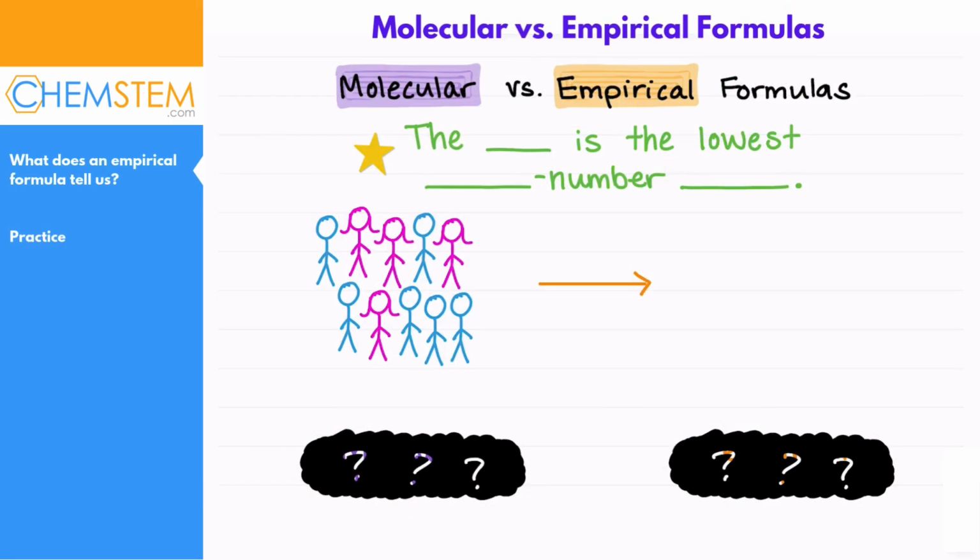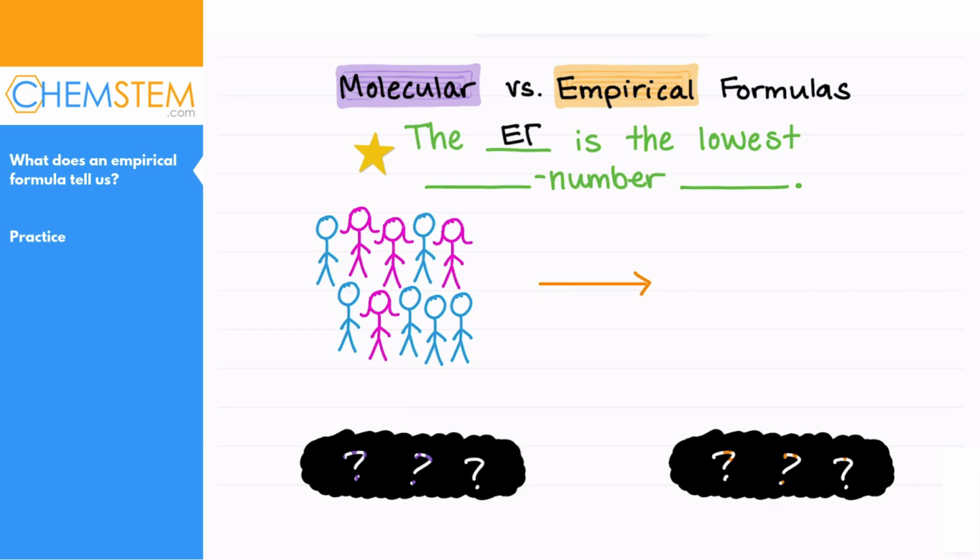This is an intro video on the difference between a molecular and an empirical formula. There are definitely different levels of difficulty when it comes to empirical formula calculations and such, but this is just an intro video on how it works, and we'll have more of those later. So the empirical formula is effectively just the lowest whole number ratio of the elements in a chemical formula, or in a compound.